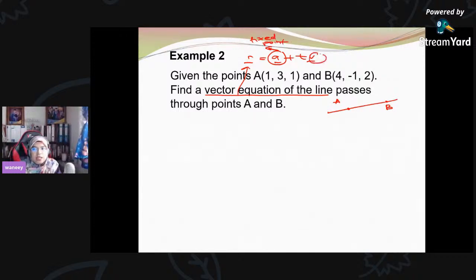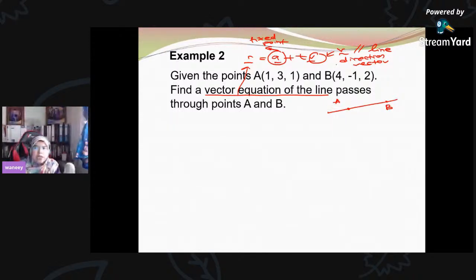And V is actually a direction vector, a vector that is supposed to be parallel to our line. V is parallel to the line, or we can just call it the direction vector. Okay, so I have 2 points A and B. That means I can choose any of them as the fixed point, because both of them are actually on the line.